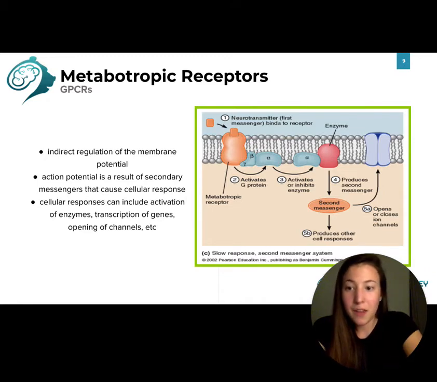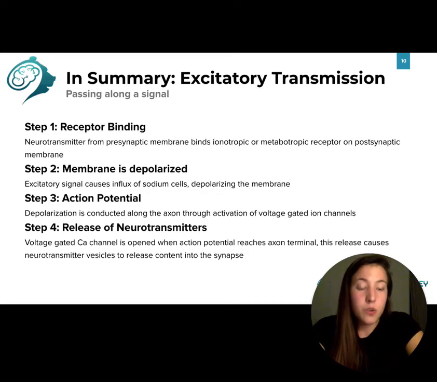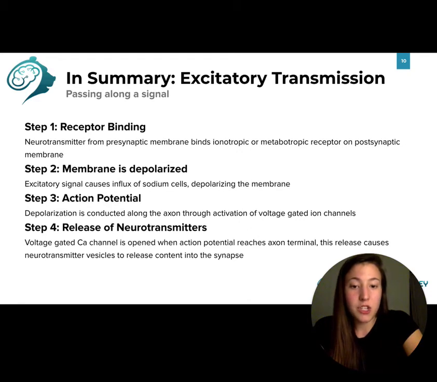So in summary, we're about to look at the excitatory transmission process as a whole. The receptor binds on the postsynaptic membrane to either ionotropic or metabotropic receptors, and then the membrane is depolarized. Since this is an excitatory transmission, we're assuming that the action potential occurs. Of course the membrane is depolarized when we have an influx of sodium ions. The depolarization conducts all the way along the axon. When the action potential reaches the synapse, it opens voltage-gated calcium channels, which transport those synaptic vesicles to the edge of the synapse, and the neurotransmitters are released into the synapse, and they bind to the postsynaptic membrane.